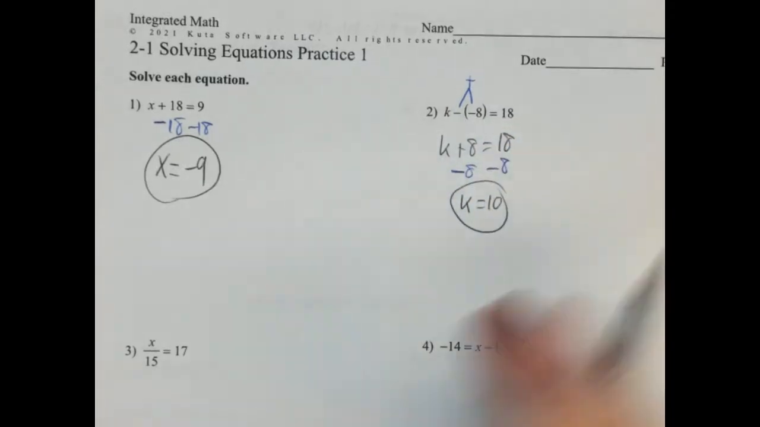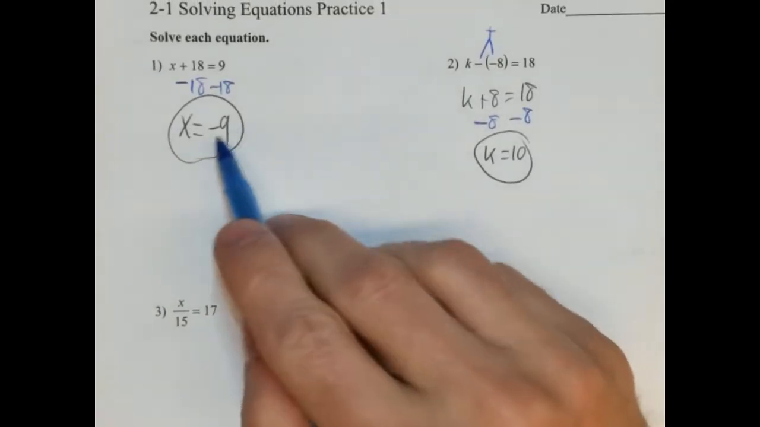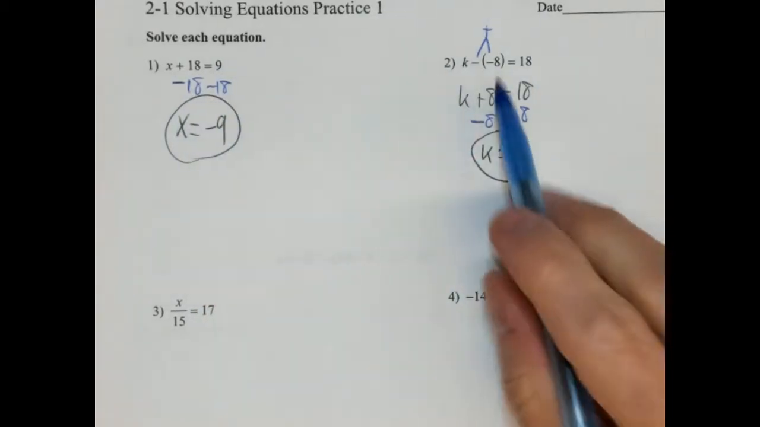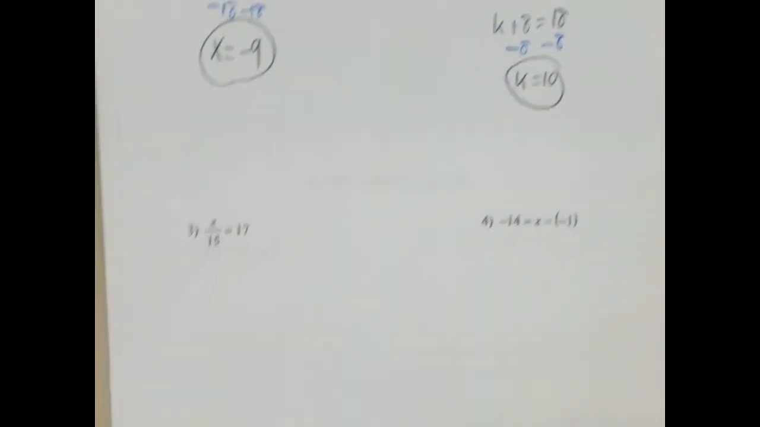And at any point, you can always go ahead and plug these numbers back in and check. So for example, negative 9 plus 18 is 9, and 10 minus negative 8 is 18. You can always just plug them in and check if you want to, if you feel so inclined.